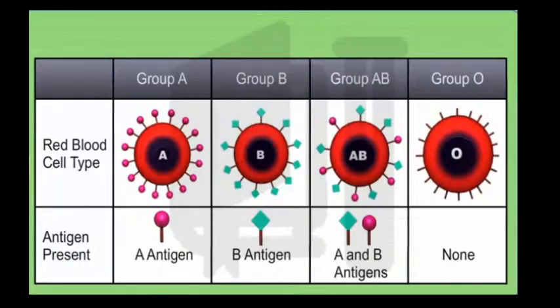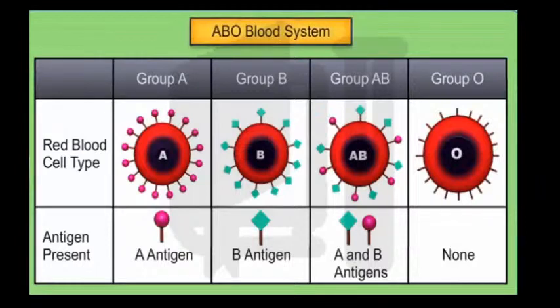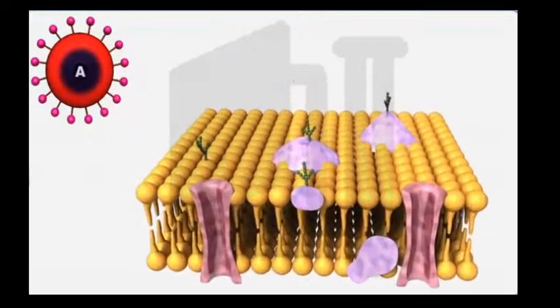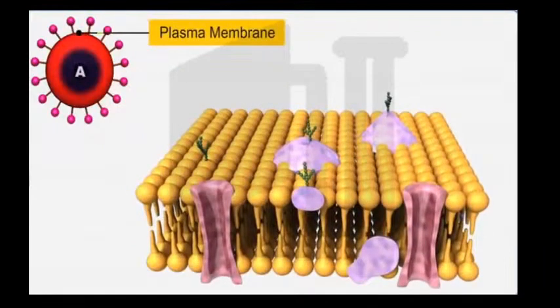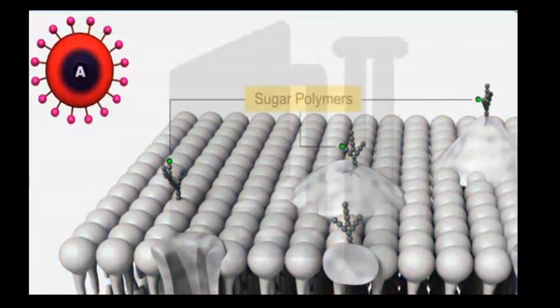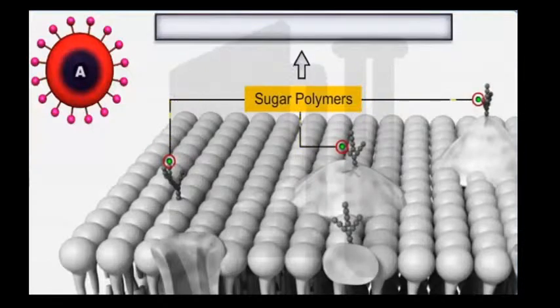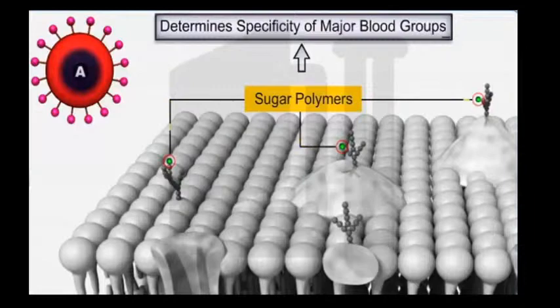Another widely known example of codominance in human beings is the ABO blood system, which is used to determine human blood type. The membrane of the red blood cells, or the RBCs, present in human blood has sugar polymers that protrude from its surface. It is these sugar polymers that determine the specificity of the major blood types.